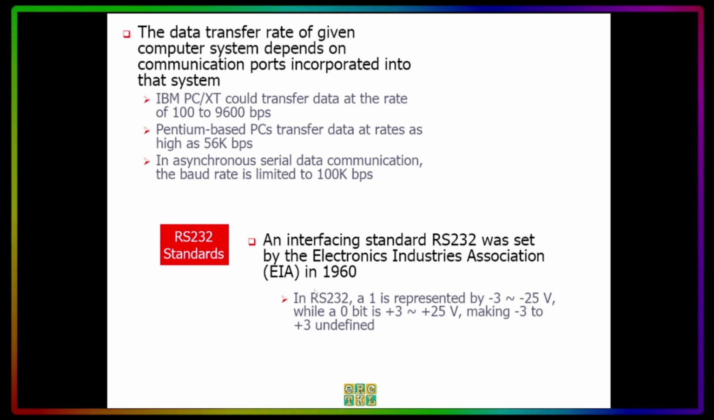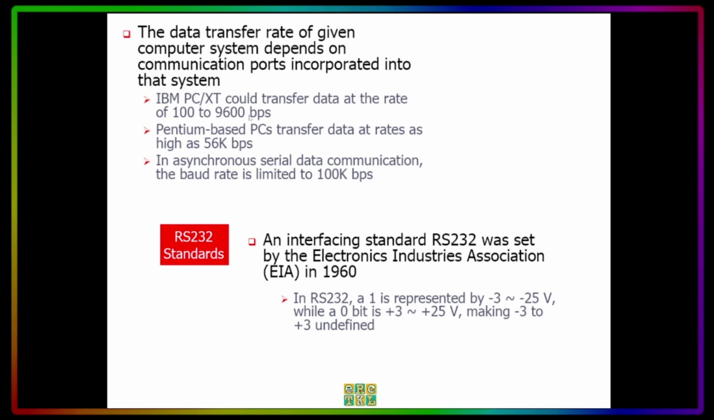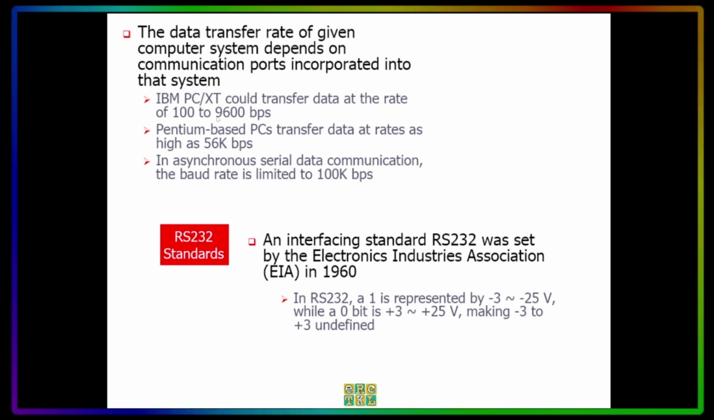For example, for the IBM or International Business Machines personal computer XT, it could transfer data at the rate of 100 to 9,600 bits per second. So it means that there's a particular assigned BPS for a particular system that we are using. For example, for IBM PC XT, we can only transfer data from 100 to 9,600 bits per second.